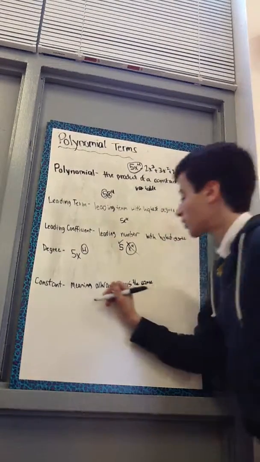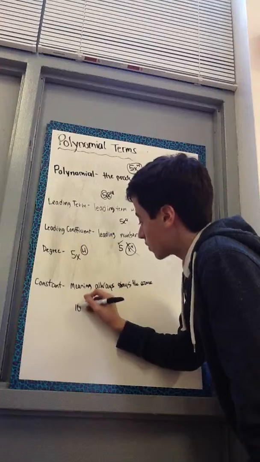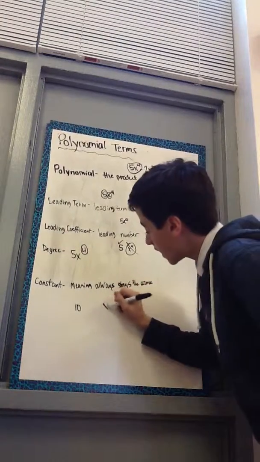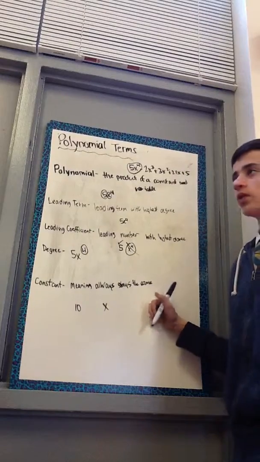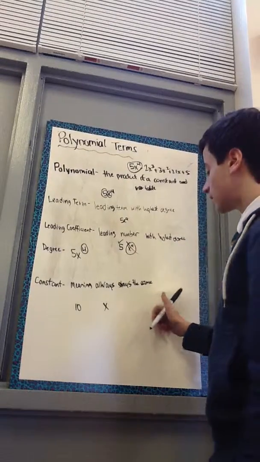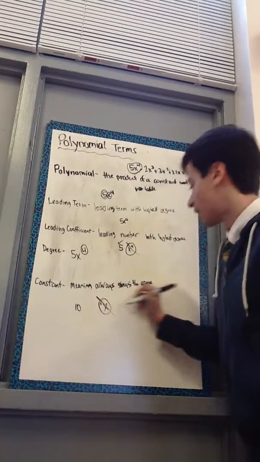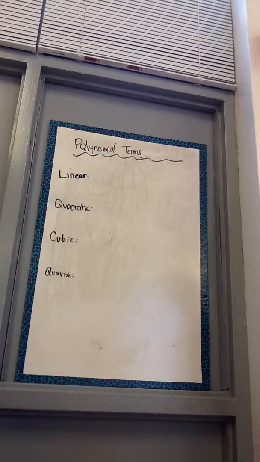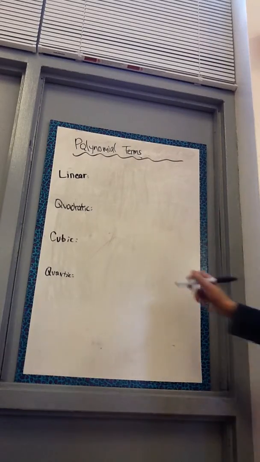So for example, a constant would be 10. 10 is always worth 10. It's never worth 20. But x is sometimes 4, 10, 200. It doesn't matter. So this is not a constant. Now we're going to finish with the terms linear, quadratic, cubic, and quartic.